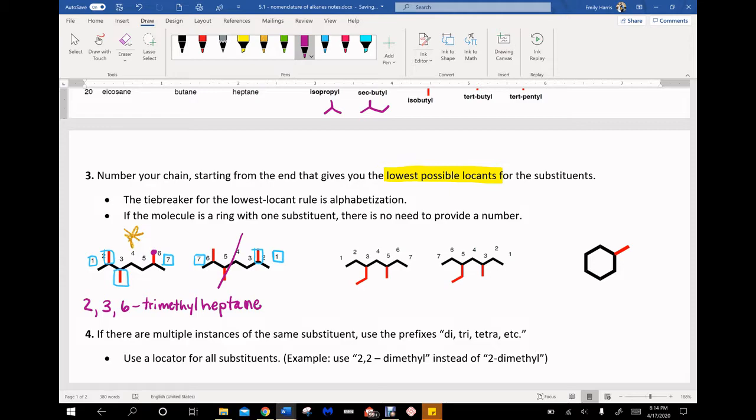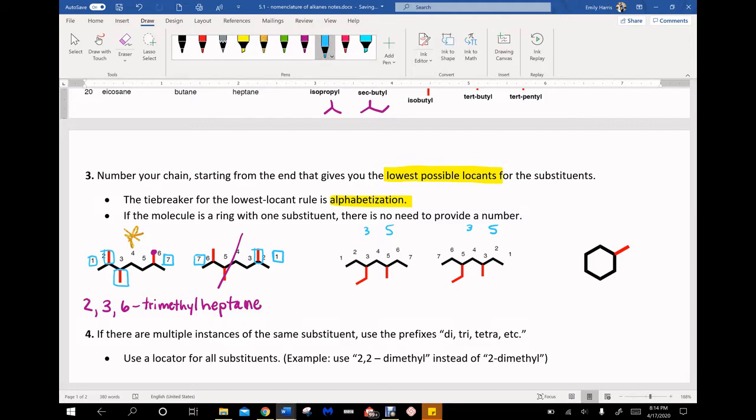So on these, again, kind of the same molecule, and we're having the numbering debate: which way should we number the chain? In both cases, they end up putting a substituent on carbon 3 and carbon 5. So we can't really go based off the lowest number. Instead, what we have to rely on is alphabetization.